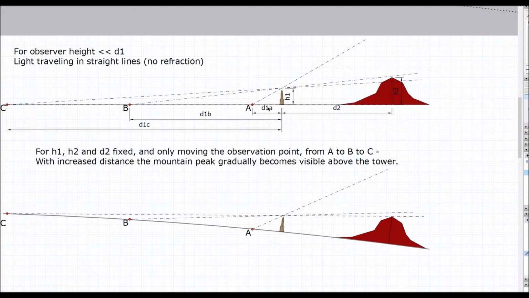For a start, let's take a look at an observer at point A here. We've got a tower and a mountain. When the observer is close to the tower, his line of sight through the top of the tower is way up above the mountain, and the mountain appears well below the top of the tower. As that observer moves further away from the tower to point B, the mountain starts to appear to rise above, let's get the line here, that line there, almost above the top of the tower. When the observer moves to point C, the mountain does indeed appear above the top of the tower.